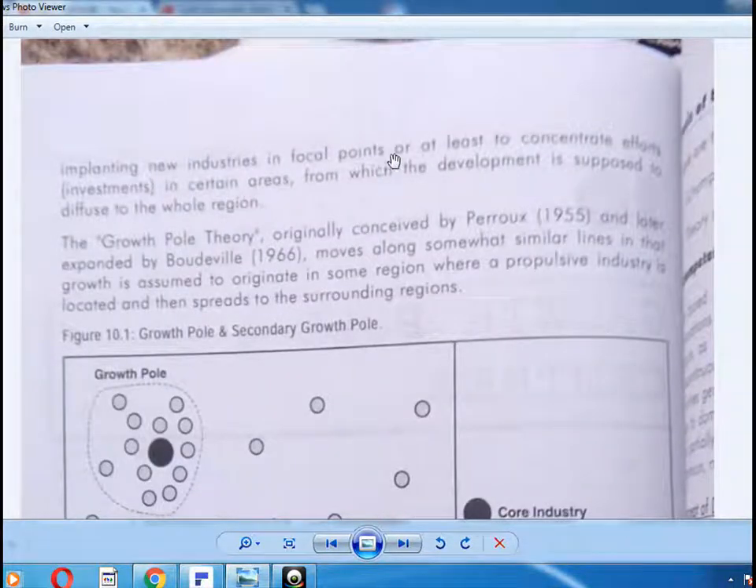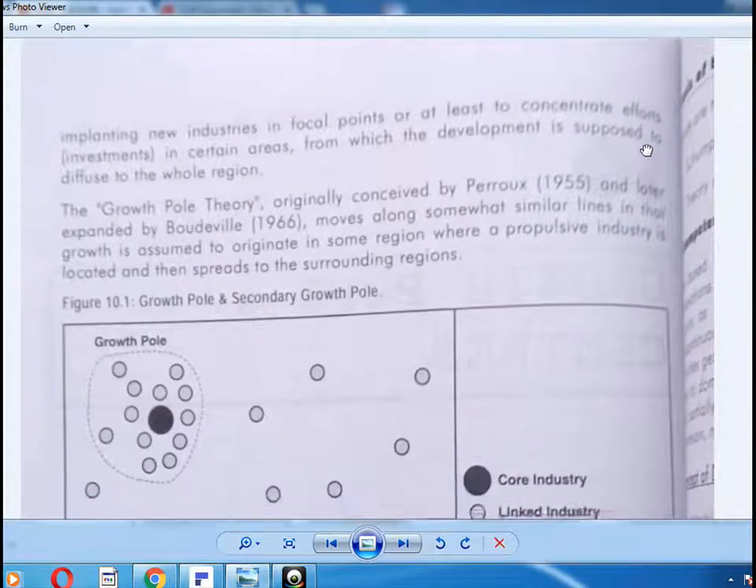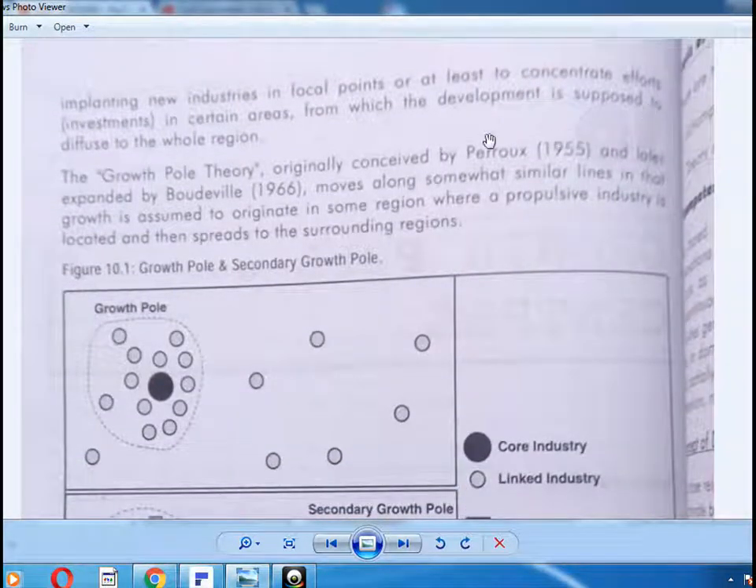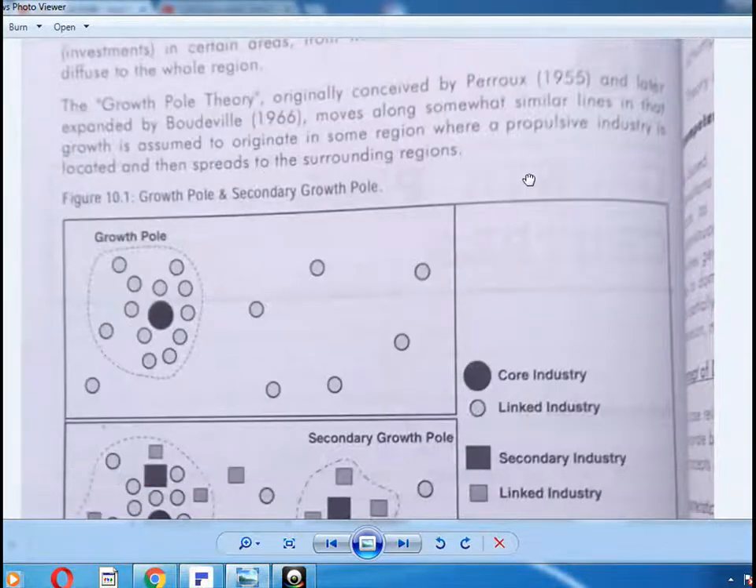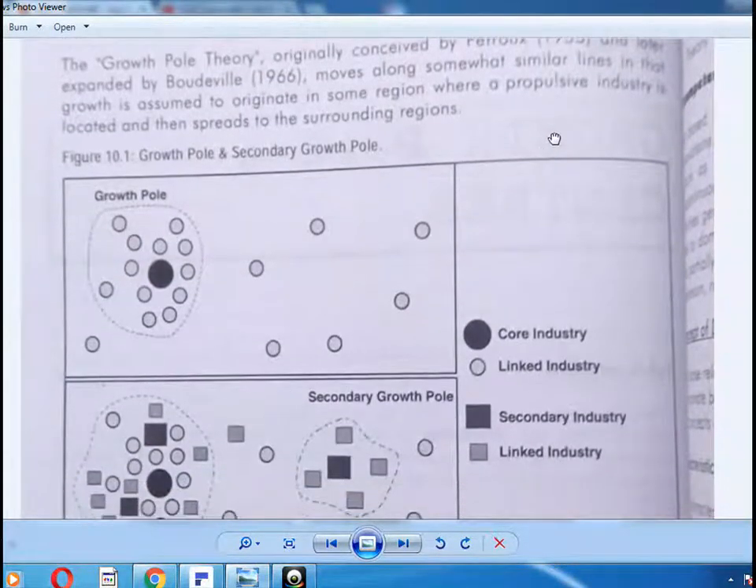here industries in focal points, with efforts concentrated, so investments in certain areas from which the development is supposed to diffuse to the whole region. Okay, diffused. So growth pole theory, originally conceived by Perroux, 1955, and later expanded by Boudeville, moves along somewhat similar lines, in that growth is assumed to originate in some region where a propulsive industry is located and then spreads to the surrounding area.